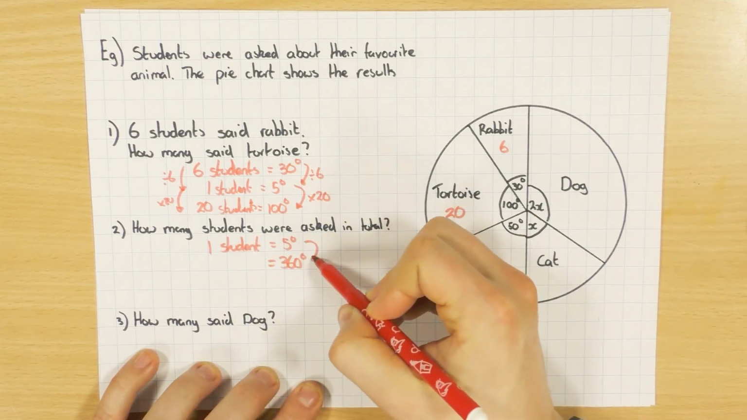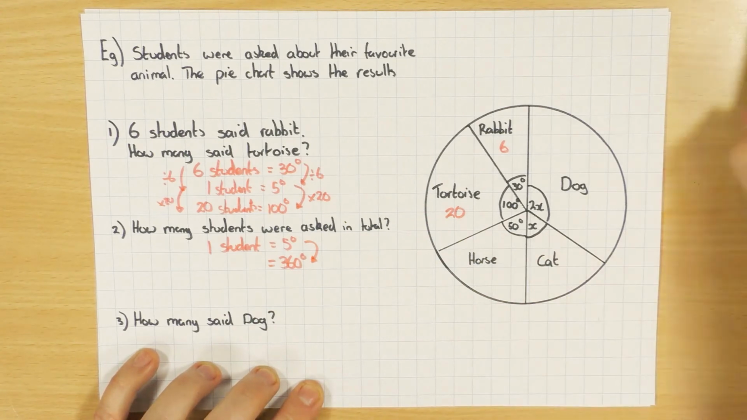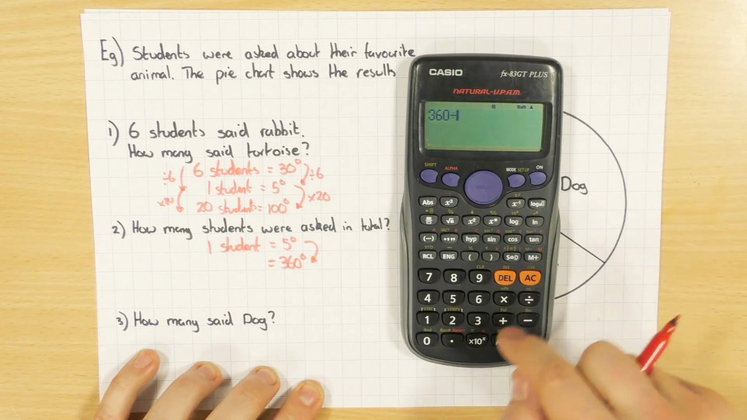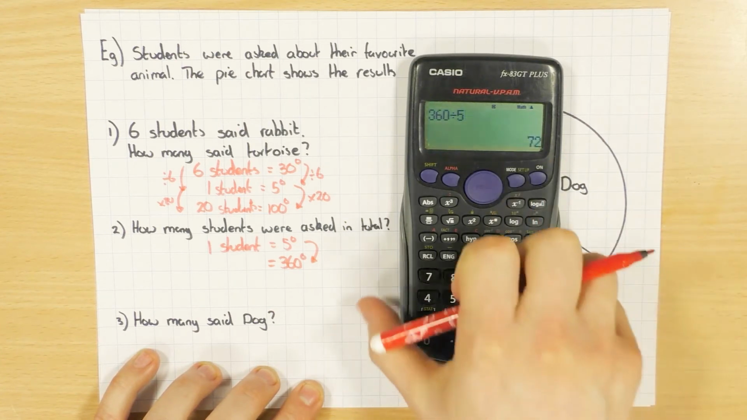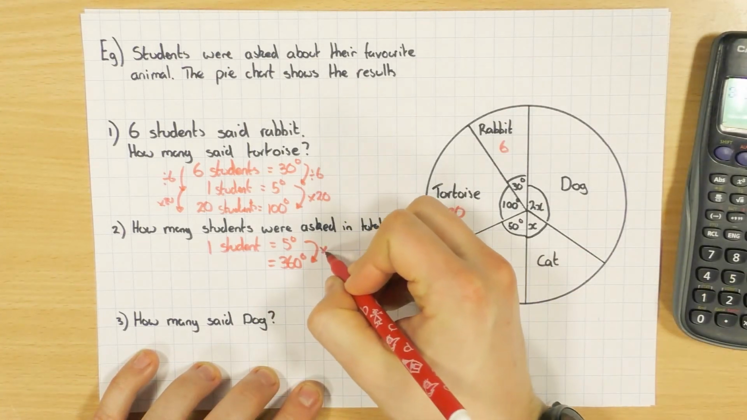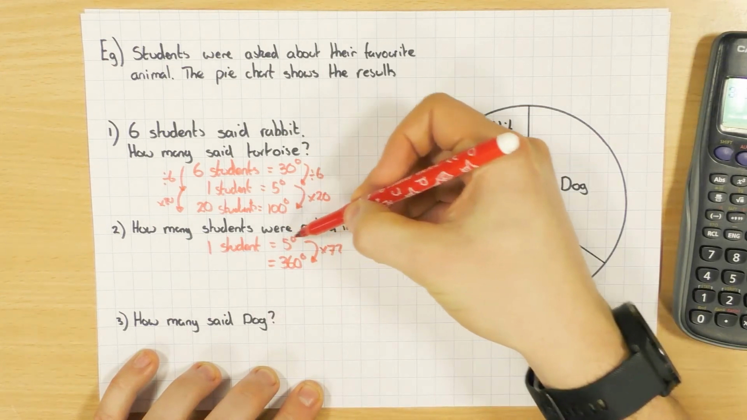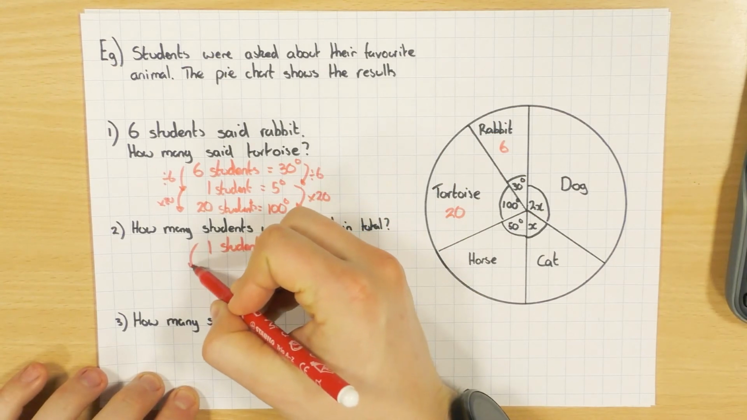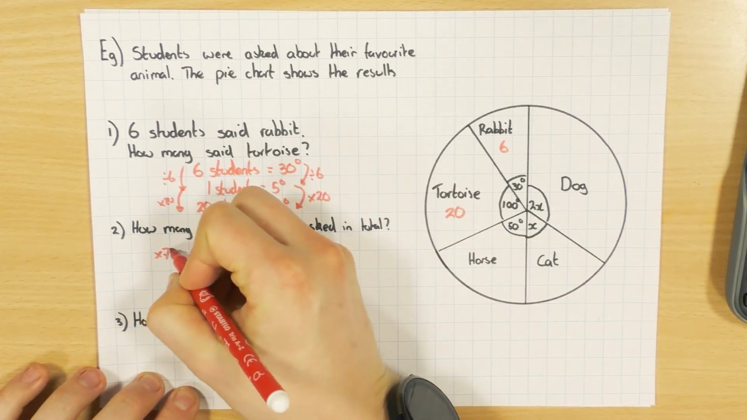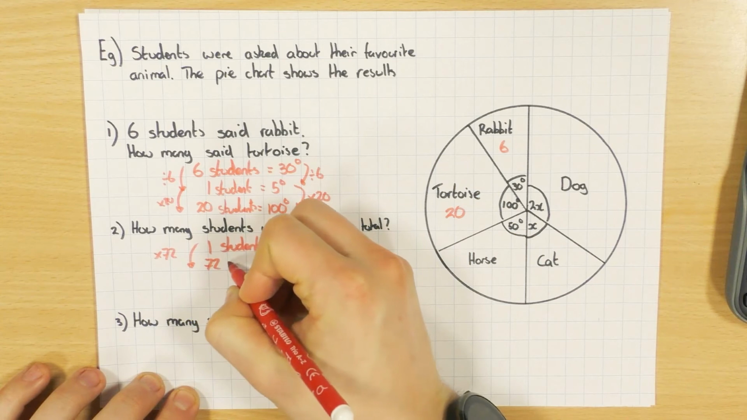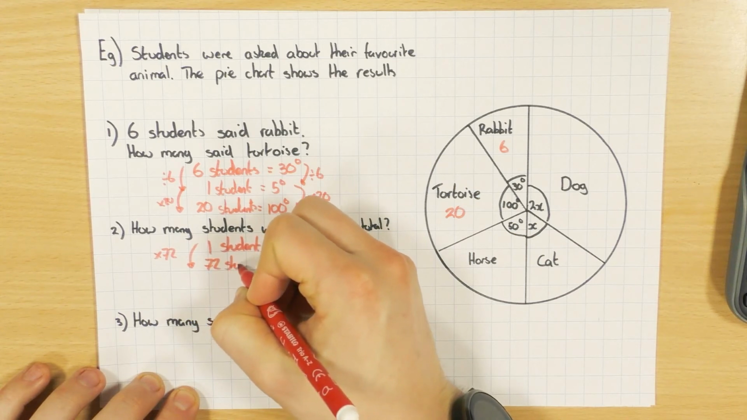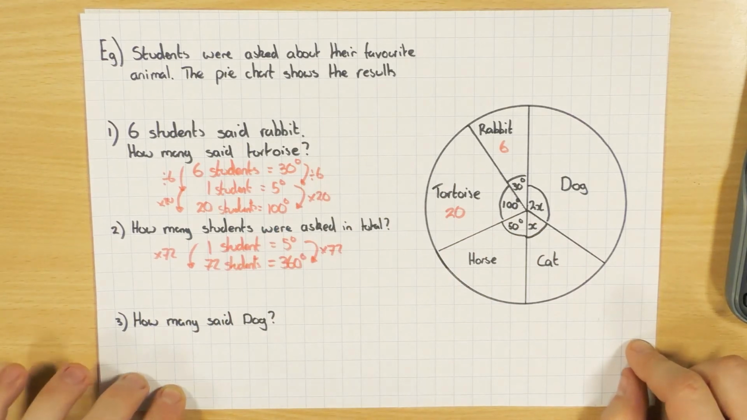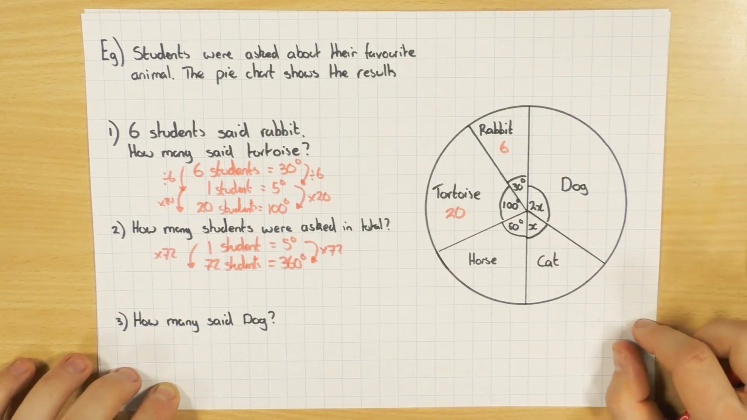So how do you go from 5 to 360? Now you might not know that, so all you've got to do is go the other way round and do 360 divided by 5, which is 72. Which means if you do 5 times 72, you get to 360. And of course, if you do that to that side, you need to do the same thing to that side. So 1 times 72 tells you there's 72 students in total that were asked.